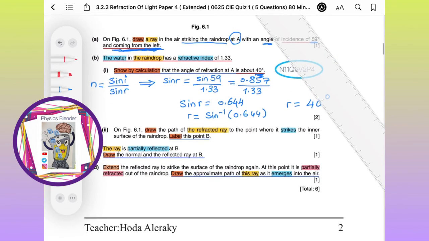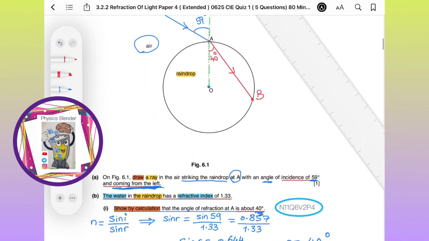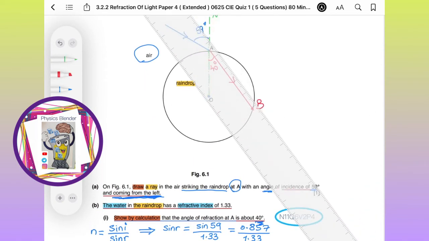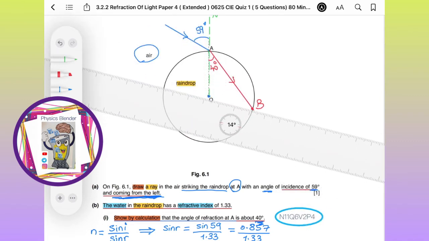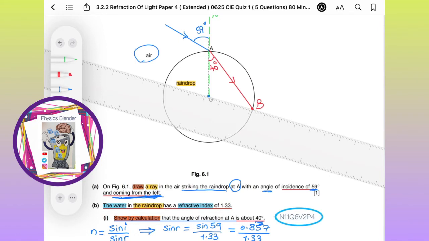Okay, the next step, so we are done with this one. The ray is partially reflected at B. Draw the normal and the reflected ray at B. And then the last step, extend the reflected ray to strike the surface of the raindrop again. At this point, it's partially refracted out. Draw this ray as it emerges into air. So at this point, also we will draw the normal. This normal is passing through the center. So this is the normal. You have to draw the normal here.